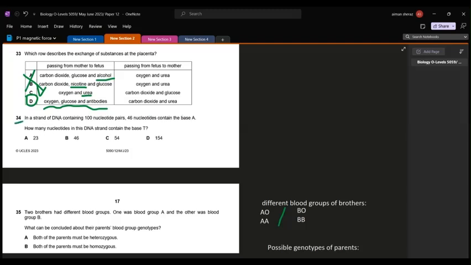Question number 34. In a strand of DNA containing 100 nucleotide pairs, 46 nucleotides contain the base A. Here you should remember the base pairing rule, which means adenine will always form a pair with thymine and guanine will always form a pair with cytosine. So if 46 nucleotides are present with base A, 46 should also be present with T. So that means B is the answer because they have to be equal.